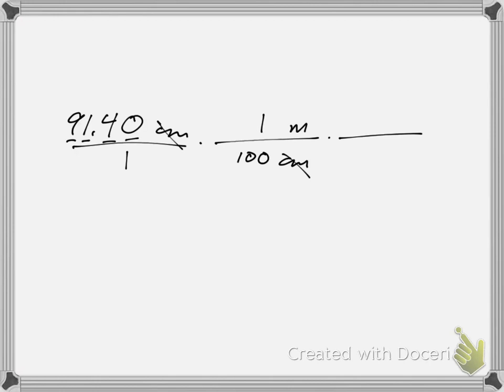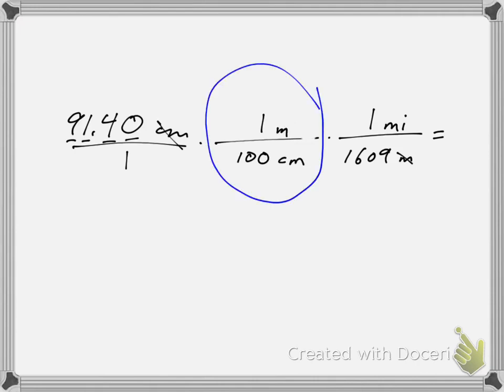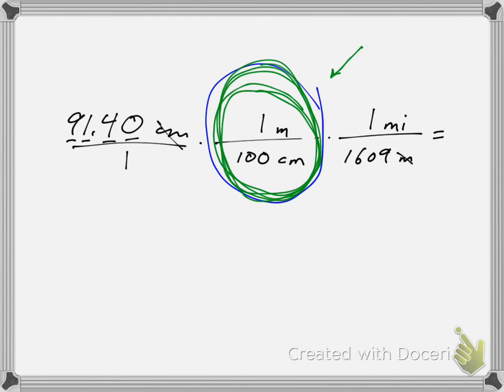Next I'm going to convert from meters to miles. From track, I remember that a mile is about 4 times around the track, which is about 1,600 meters. If I want to be a little more precise, I could say 1,609 meters is equivalent to 1 mile. And then I paused here and reminded students: what is the value of this thing circled in green?